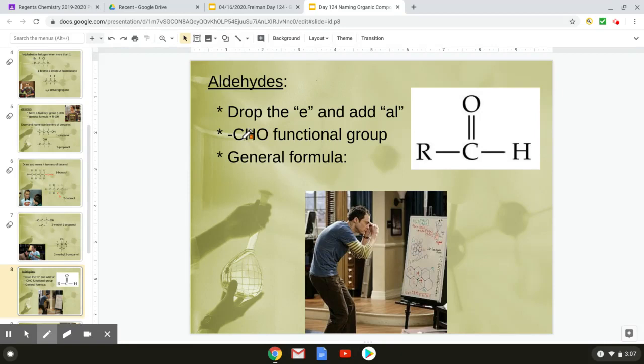The functional group is what's called a CHO, which is a general formula. You have the rest of the carbon chain, and on the end of the carbon chain, you have a hydrogen on the last carbon, and you have the carbon also double bonded to an oxygen. So this right here is the aldehyde group, and then the R stands for the rest of the carbon chain that will go out from there.